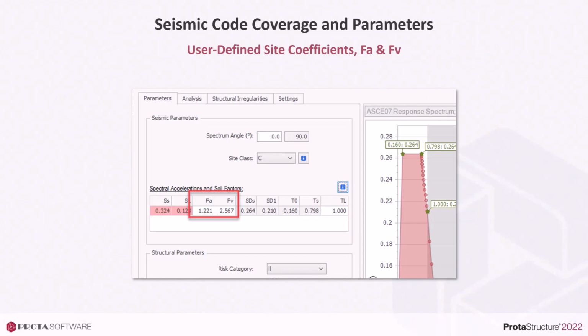Site coefficients FA and FV on the seismic parameters window are now user-editable for US, Indonesian, and Thailand codes. This will help you to adapt to different regional implementations of US codes. These parameters will revert to their code-based values when the site class is changed.